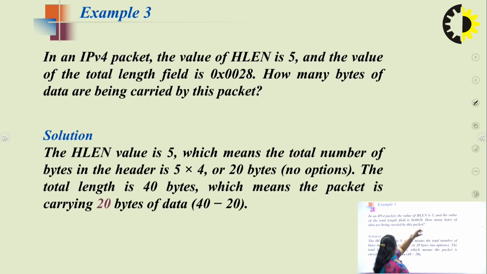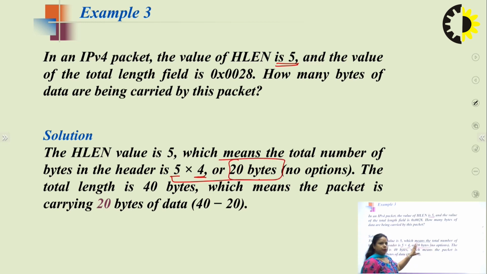If it is given, then the value of the total length field is 0x0028. So now we have to calculate how many bytes of data are being carried in this packet, right? As we know, the header length is 5. So we have to calculate 5 into 4. That comes out to be 20 bytes long, right?